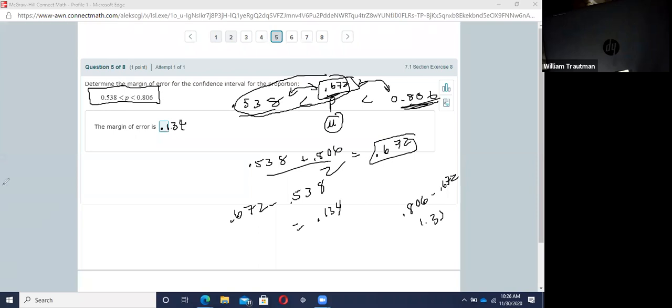It should be the same margin of error on both sides. So the margin of error is 0.134 on this side and 0.134 on this side between these two. But in order to do that, you have to find the midpoint first, the average of the two, add them up and divide by 2, and that will tell you what the average is.